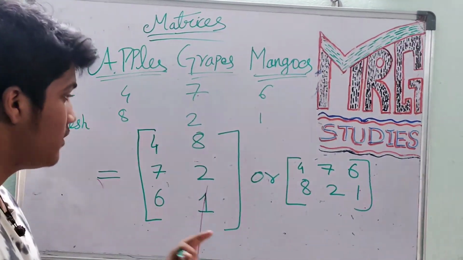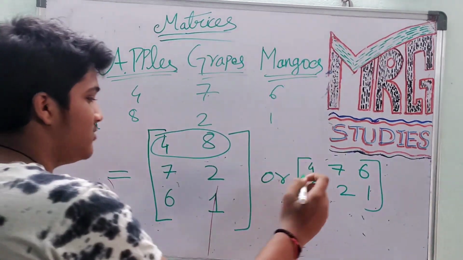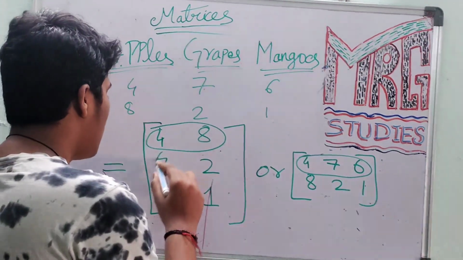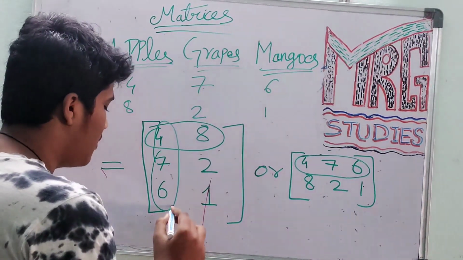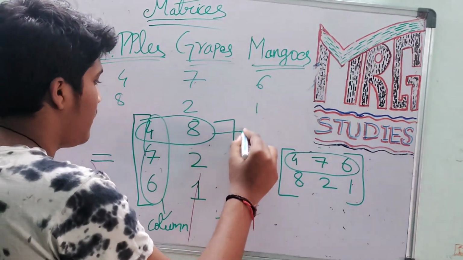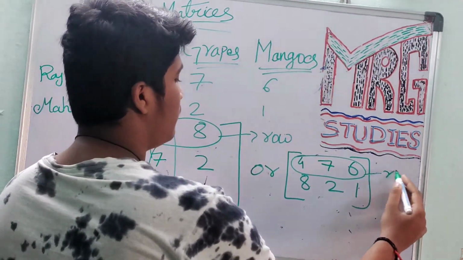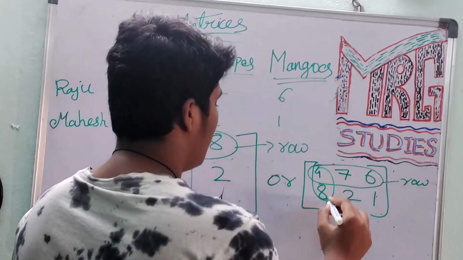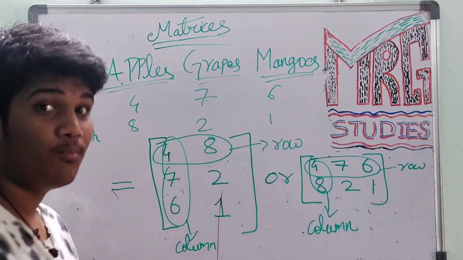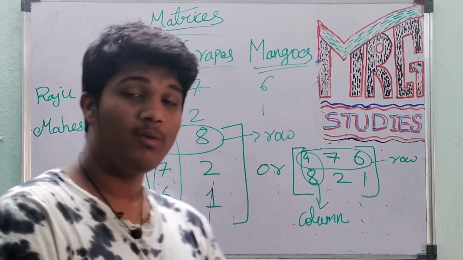See, in this we call this a row. Like this is a row. This is a row, this is a column, like this, column, and this is a row. Difference: this is a row and this is a column. Remember, this is so important. You should remember what is a row and what is a column, then only you can do matrices perfectly.